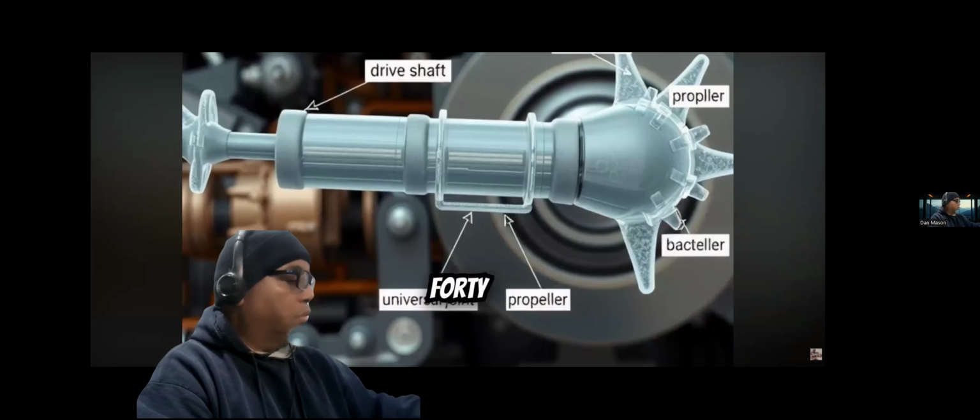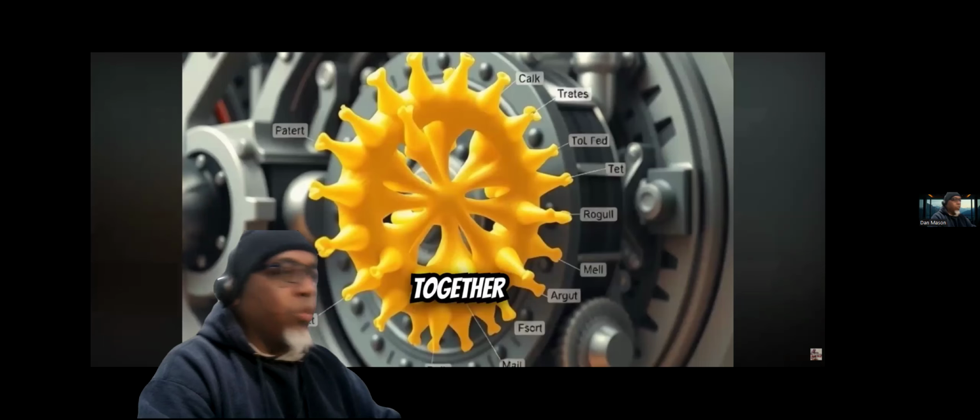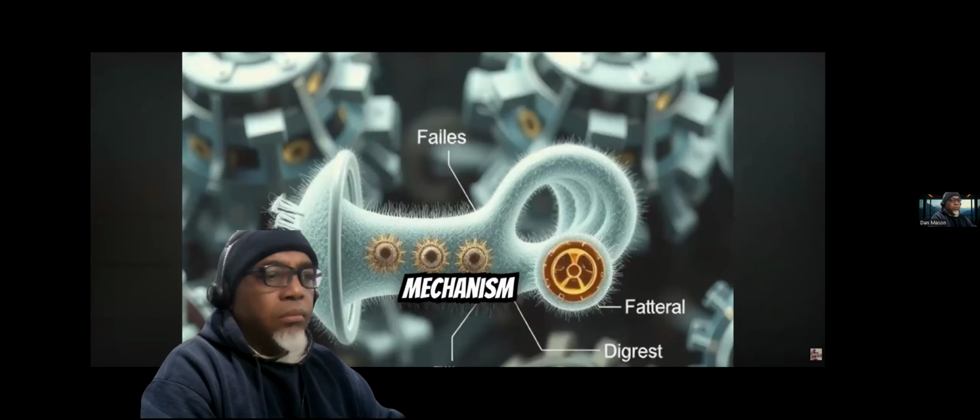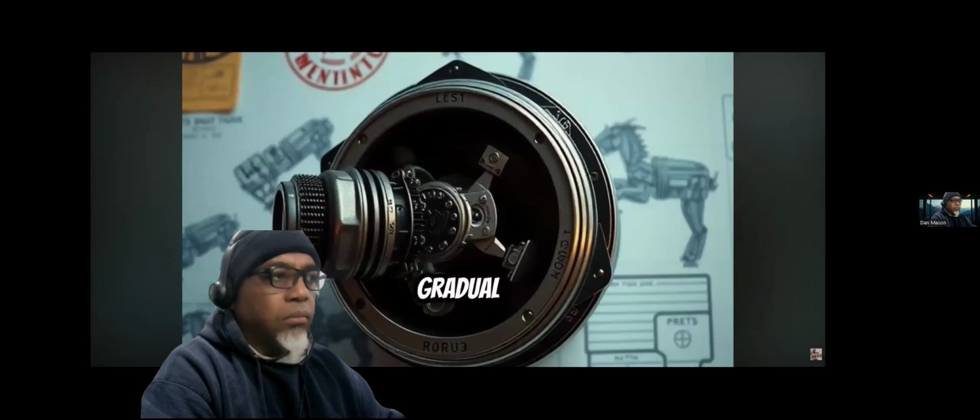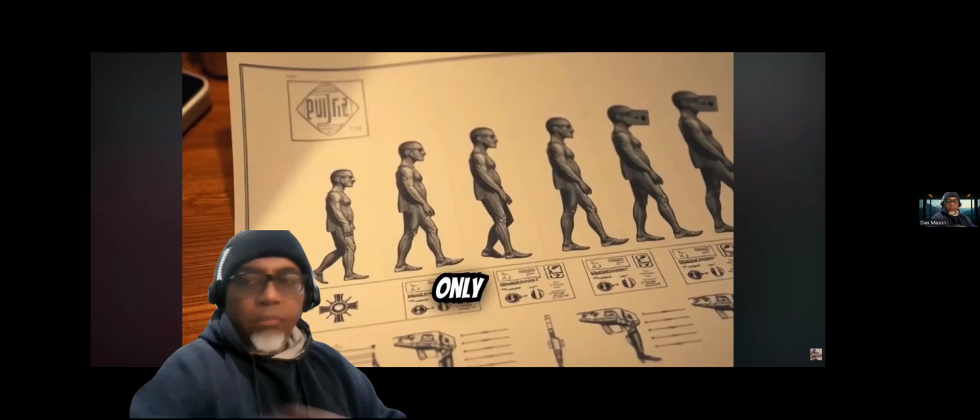About 40 distinct proteins need to come together in a certain order. Wow. The mechanism stops working if you take one piece out. There is no way to develop such a machine step by step via gradual evolution. Having half a motor doesn't help. The only logical answer is that it was planned.